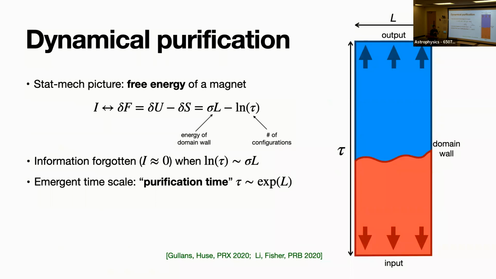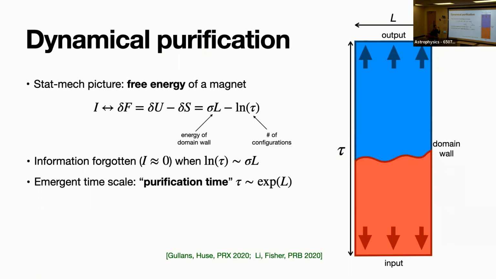And this quantity maps onto the free energy of a magnet where input and output are oppositely polarized. We are forcing the input to be, for example, pointing down and the output to be pointing up in these kind of fictitious variables that are describing quantum information. And the mutual information between the two is given within this mapping by the free energy cost of inserting the domain wall. That is a consequence of having polarized these ends of the magnet in opposite ways.